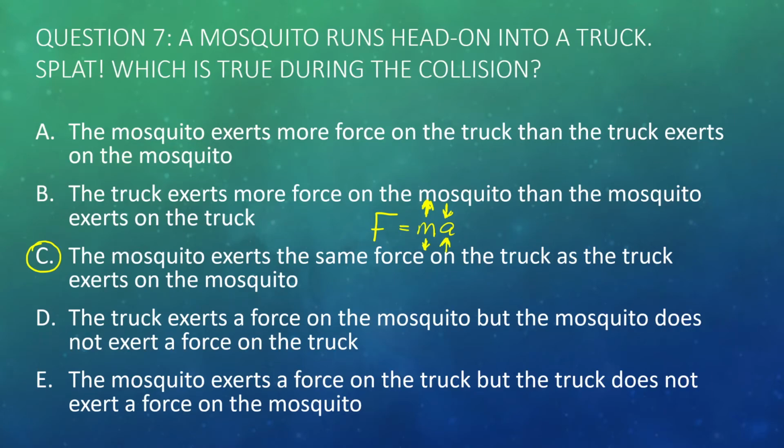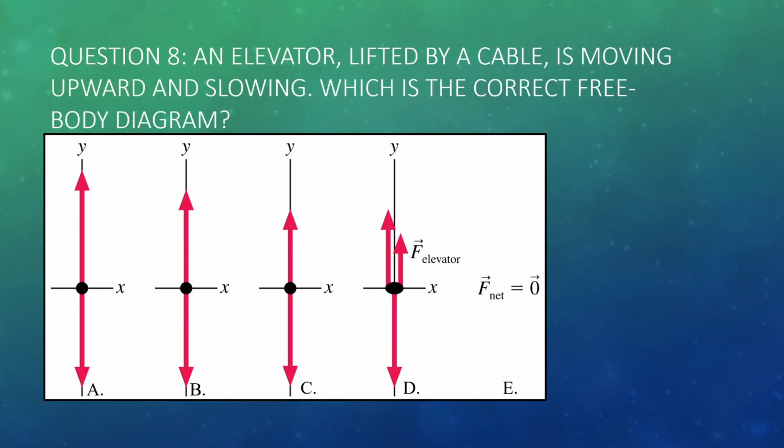All right. Let us now practice free body diagrams. Now that we have this background, let's try drawing them. The first of 5 of these diagram questions says an elevator, which is lifted by a cable, is moving upward and slowing down. Which is the correct diagram?